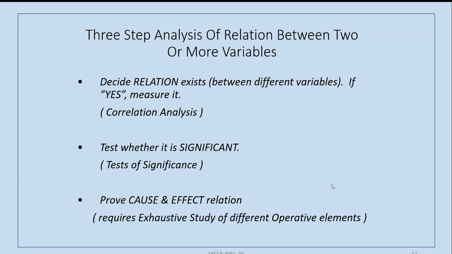And if there is significance, that is identifiable, if the relation is identifiable, then we can prove cause and effect. Cause and effect means what is the cause of change in one variable which affects the other variable, change in the other variable. So that is the meaning of cause and effect.